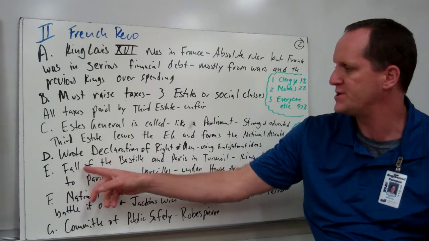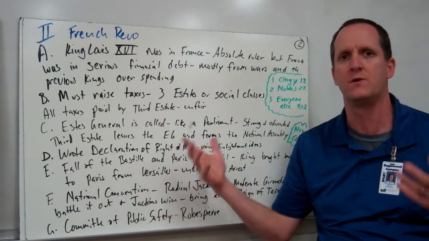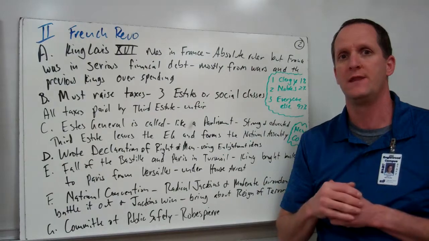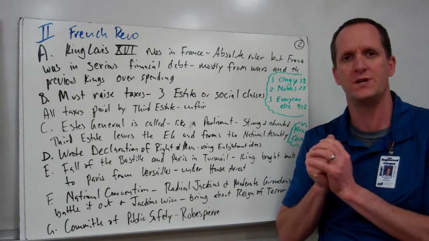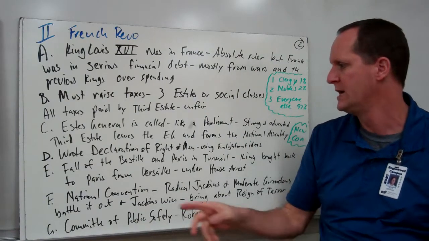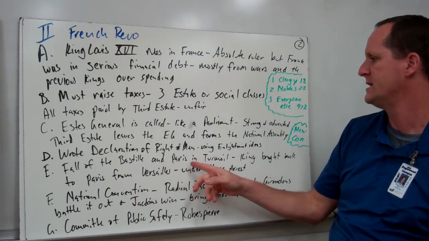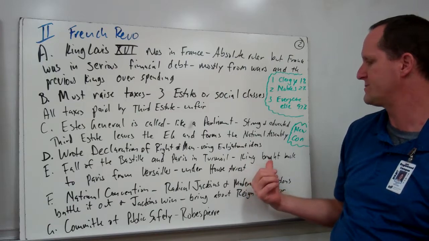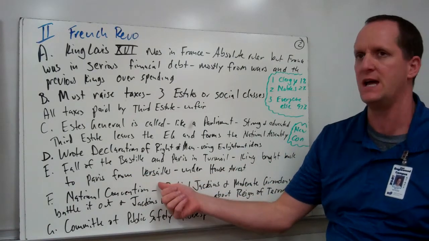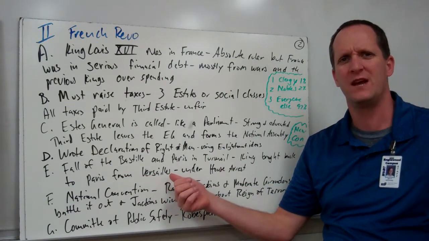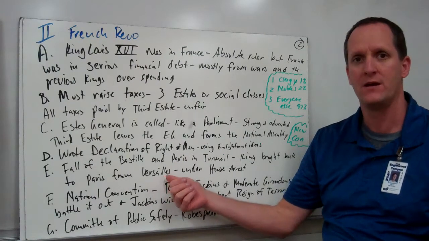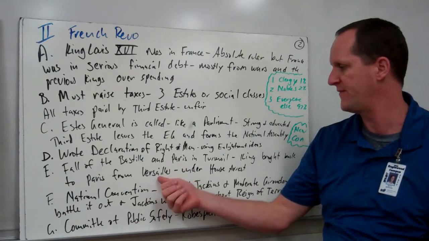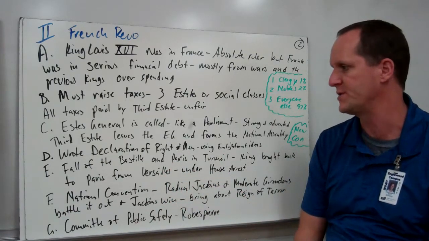Taking place in Paris, you had the fall of the Bastille. The Bastille was a huge prison that kind of stood for all the king's negative ways in which he was able to manipulate people. The fall of the Bastille in Paris, in turmoil. The king is brought back to Paris from Versailles. So he'd been at Versailles, about 10 or 12 miles southwest of Paris. He's brought back to Paris from Versailles and kind of put under house arrest.